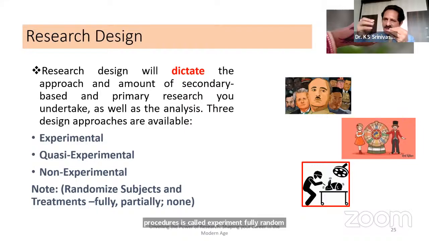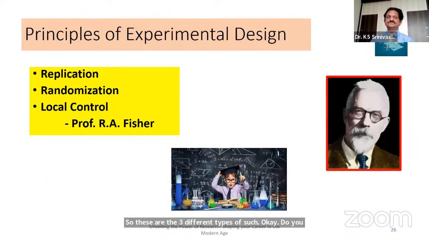Quasi-experimental is where any one of the subject or the treatment is randomly taken. Non-experimental is where we are not using any random aspects of selecting the subject or applying the treatments on the subjects. Both are done manually according to our choice. So these are the three different types of research. Details we'll be discussing in the next modules.